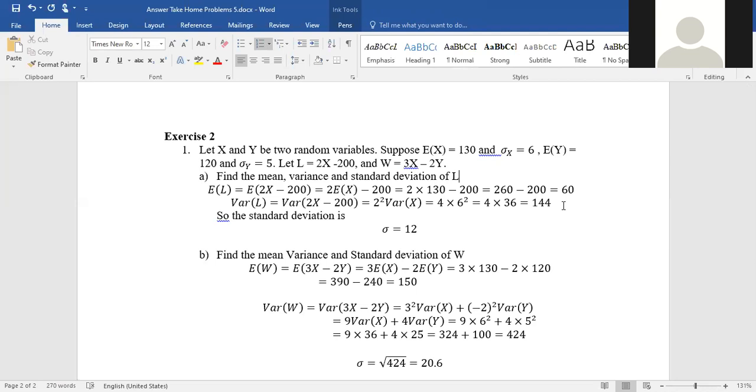B, find the mean, variance, and standard deviation of W. The mean of W will be 3 times the mean of X minus 2 times the mean of Y, which is 3 times 130 minus 2 times 120, which is 390 minus 240 equals 150.